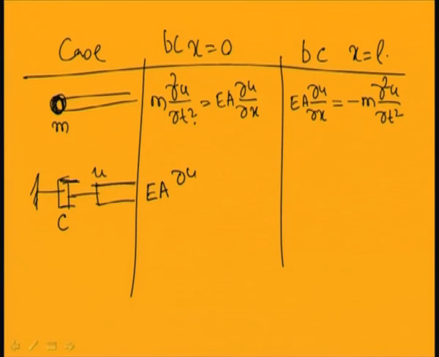So, I can write at x equal to L, E A del u by del x will be equal to C u dot. Similarly, at the right end, E A del u by del x will be equal to minus C u dot. So, these are the boundary conditions in case of a longitudinal vibration of a rod. Similarly, we can write the boundary conditions for the torsional vibration of a rod.